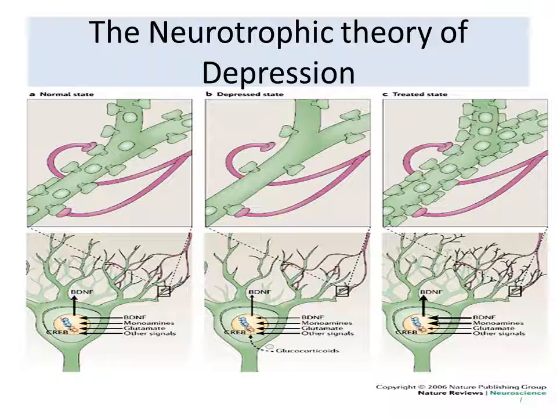In this slide, basically, you can see the difference in the presence of the receptors on the neuron in normal states, depressed states, and treated states. I hope you can appreciate the similarities between the treated state as compared to the normal state. And also you can appreciate how treatment causes an increase in the number of receptors as well as the connections between the presynaptic and postsynaptic receptors.